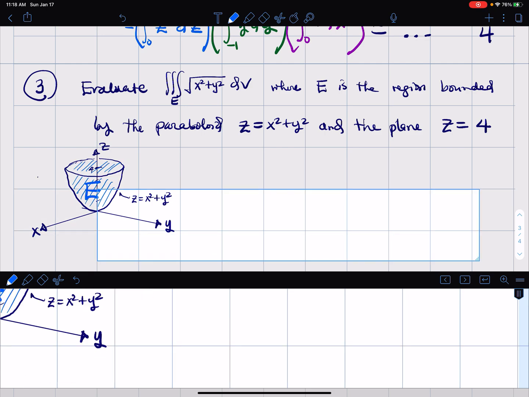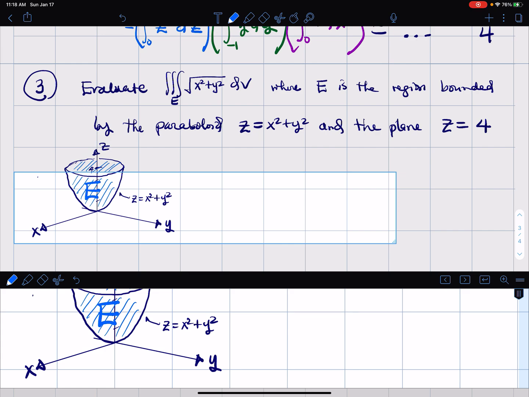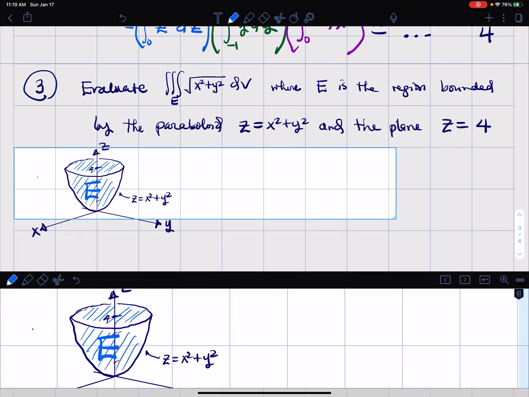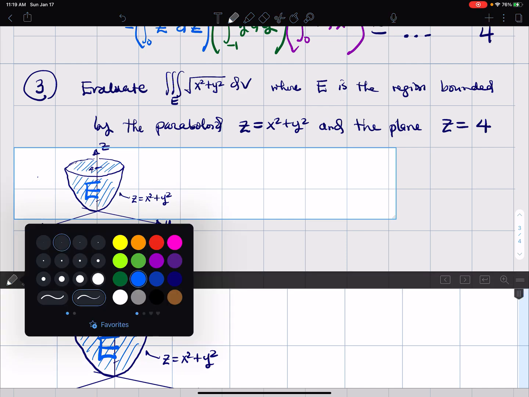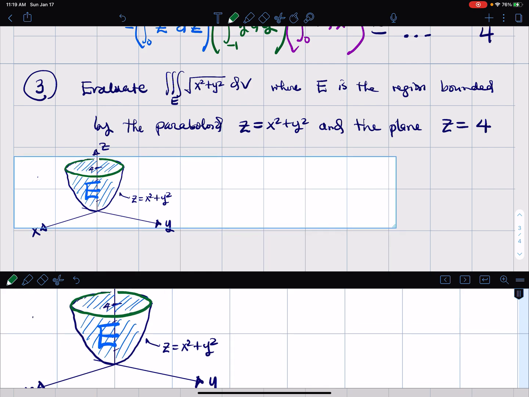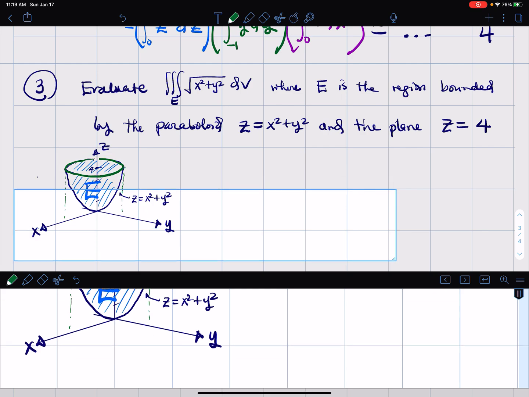Now, the X and Y bound is the shadow. This is the intersection of the plane and the paraboloid. The intersection of the plane and the paraboloid is this. You project it on the XY plane and you get that.